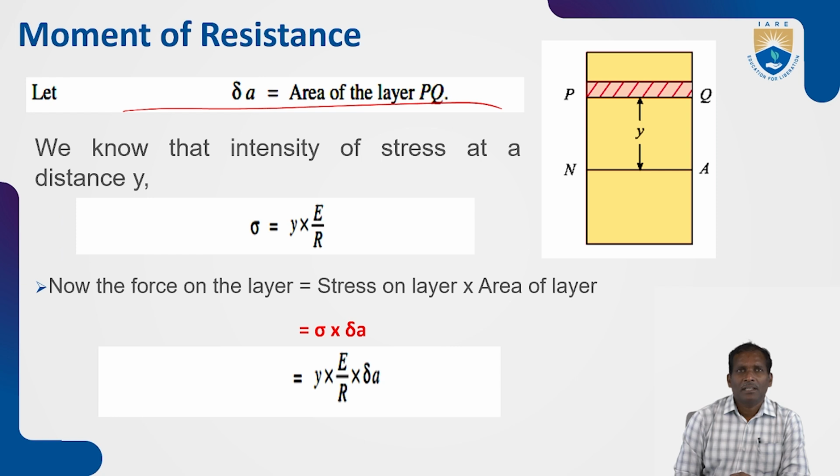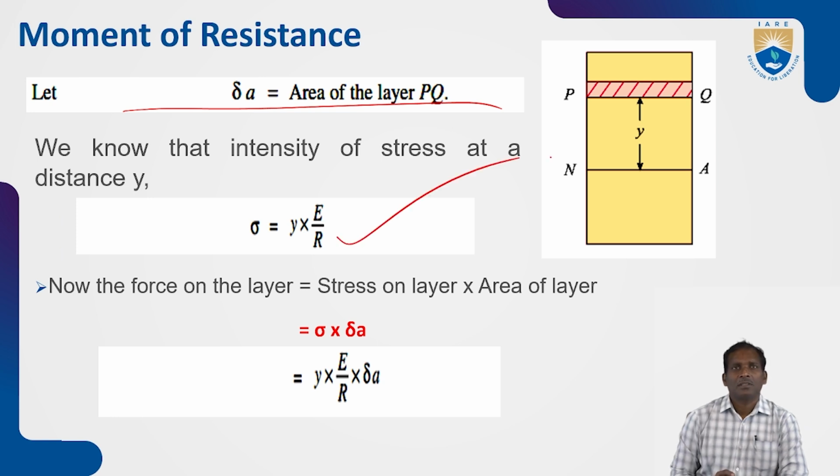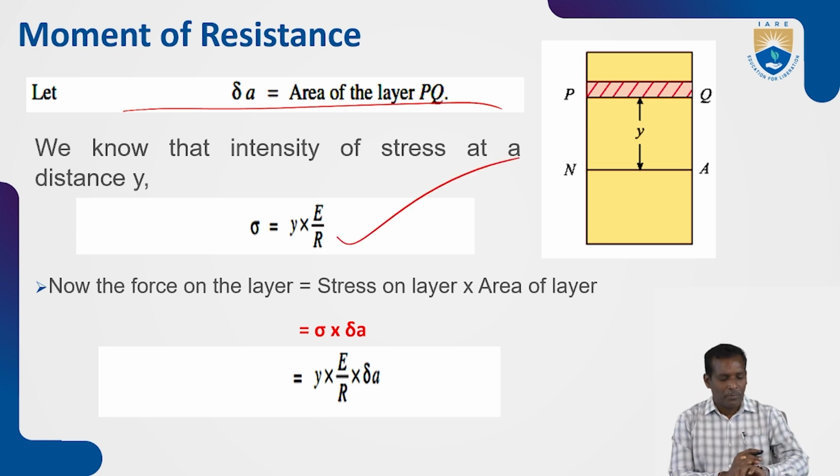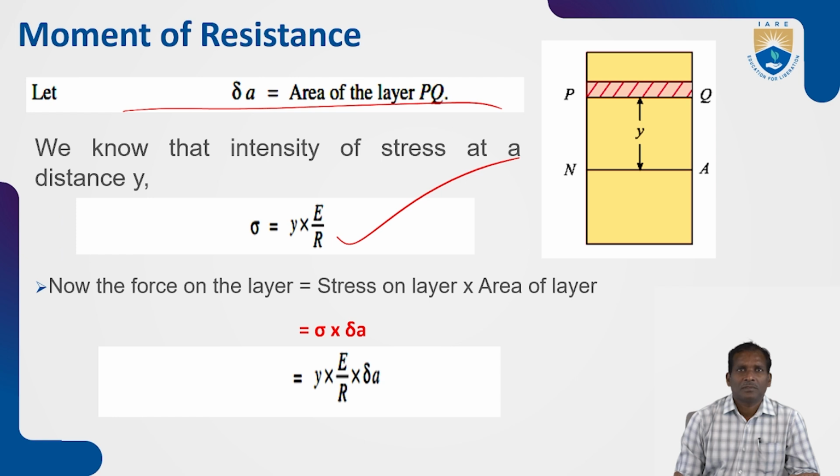We know that the intensity of stress at a distance y is sigma is equal to y into E by R. Already we have seen this in the first slide, at the start of the slide. Now the force on the layer is stress on the layer times area of the layer, which we have also seen: sigma into delta A, that is y into E by R into delta A.